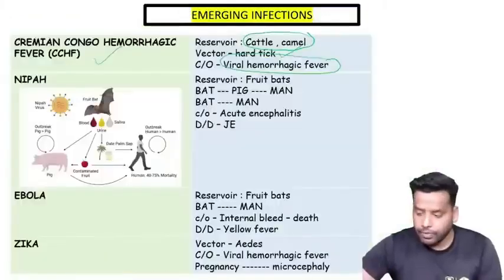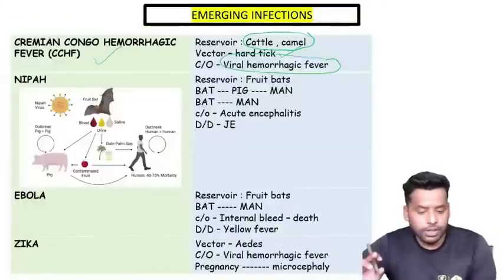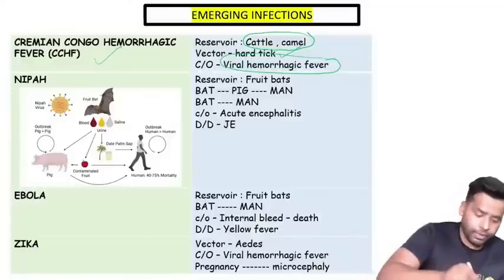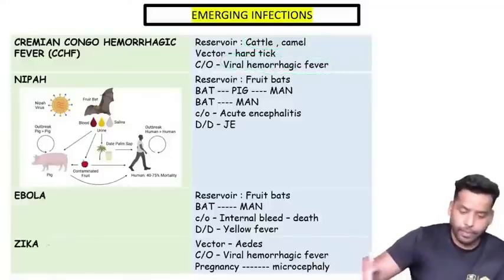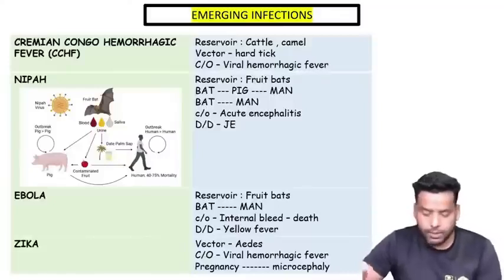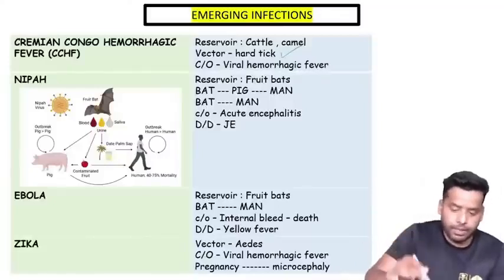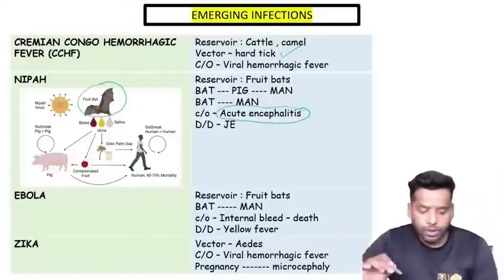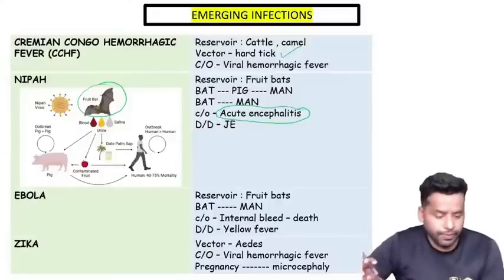Answer my question. What is the vector for CCHF? Crimean Congo hemorrhagic fever. Vector I am asking. Hard ticks. Good. Nipah encephalitis. The reservoir is fruit bats.